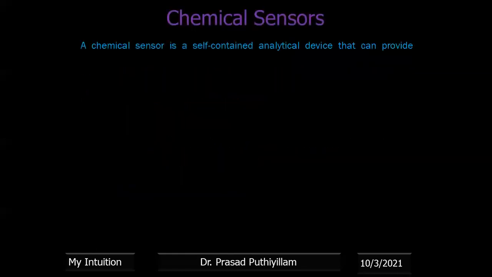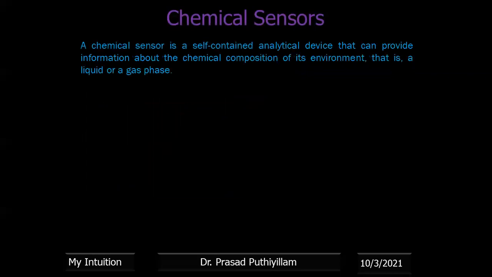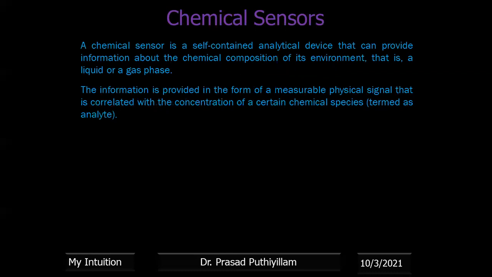Now, chemical sensor. A chemical sensor is a self-contained analytical device which can provide information about the chemical composition of its environment, which may be a liquid or gas phase. That means any chemical variations present can be detected by using a chemical sensor. The information is provided in the form of a measurable physical signal, which is correlated with the concentration of the chemical species. Based on the amount of chemical species present, that much physical signal will be generated.